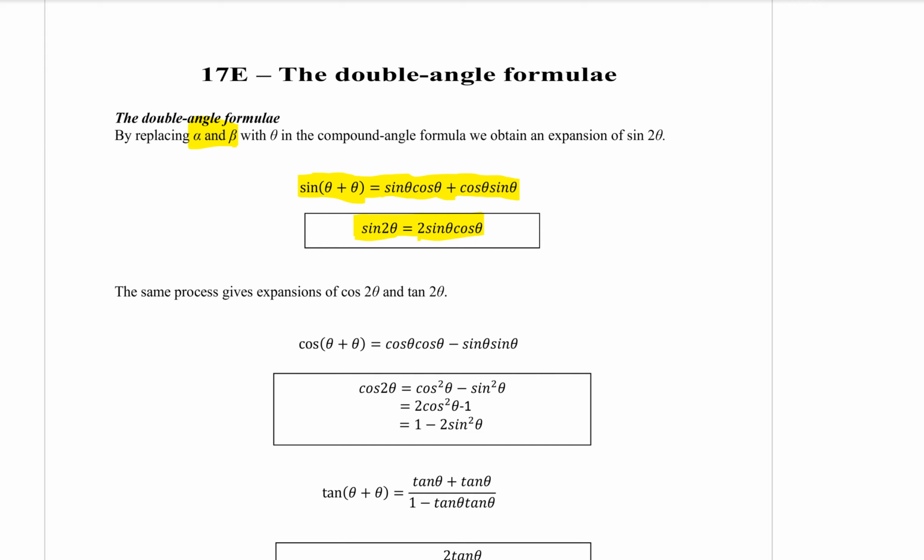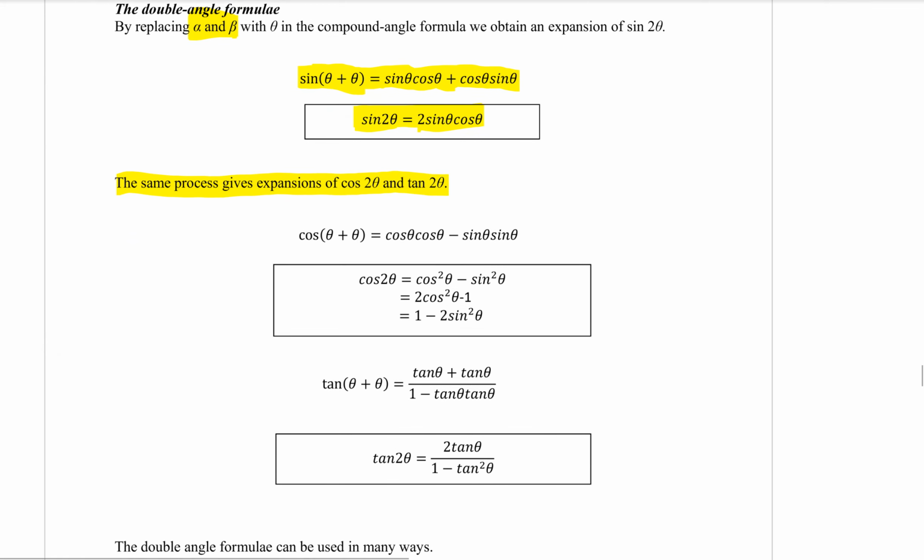We use the same process, that's what it says here, to get the expansions of cos 2 theta and tan 2 theta. So if I want to know cos 2 theta, I write that as cos of theta plus theta. Using the compound formulas that we learnt last lesson, we would have cos of the first, cos of the second, minus sine of the first, sine of the second. Now, cos times cos is actually cos squared, and sine times sine is sine squared. So we get this first formula here. Cos of 2 theta equals cos squared theta minus sine squared theta.